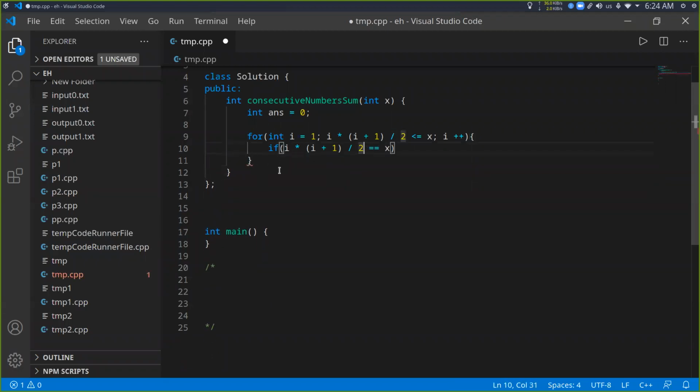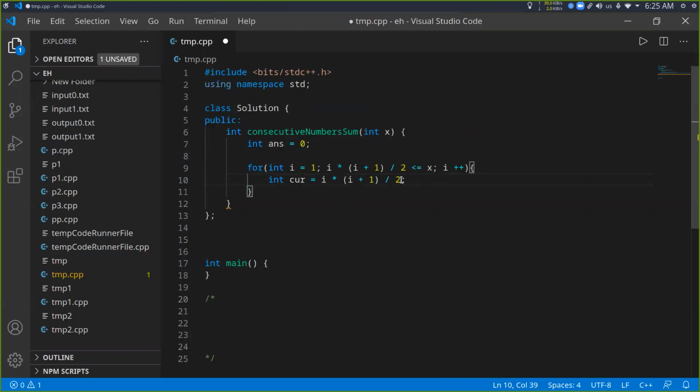So instead of checking if I times I plus 1 over 2 equals k, let's do something else. Our smallest value that you can get here is I times I plus 1 over 2. I want to add some k to make this equal to x. But what's the condition? If x minus current mod I equals 0.